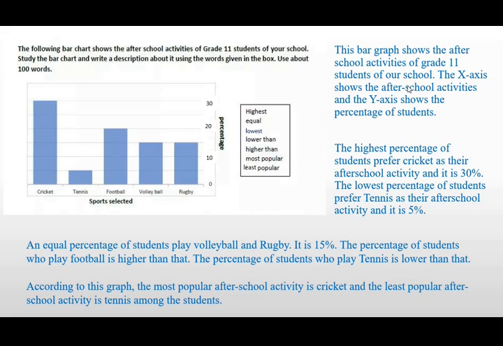The x-axis shows the after school activities and the y-axis shows the percentage of students. And also you can write there are 5 after school activities mentioned in the graph. They are cricket, tennis, football, volleyball and rugby.